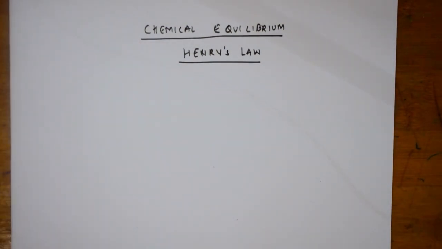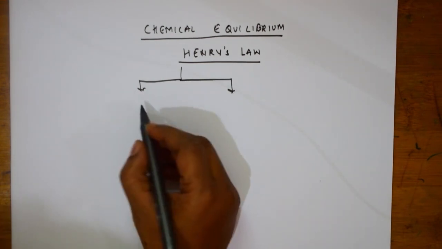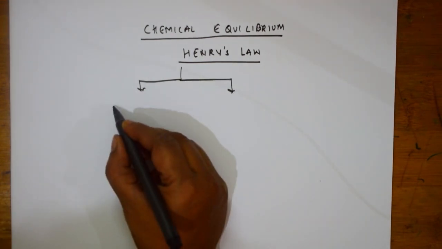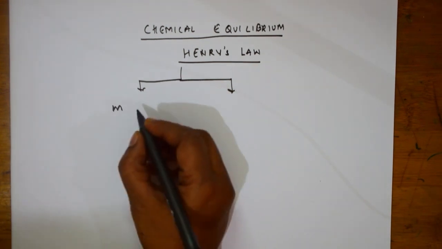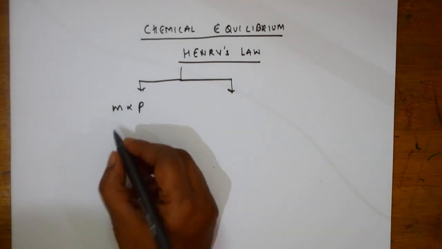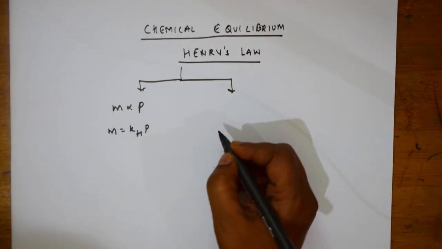Right. Let's come back and learn first the formula of Henry's law. So basically, whenever you are solving numericals based on Henry's law, two formulas you need to remember. The first formula is the one relating mass and pressure. Let me write. Mass is directly proportional to pressure. So when I take out the proportionality constant, m is equal to kHp. That is the first thing.